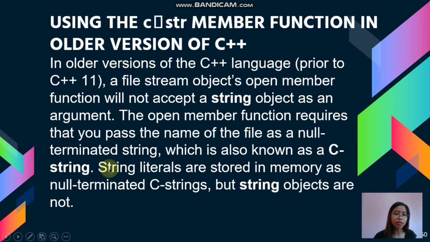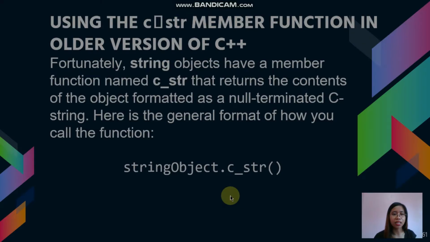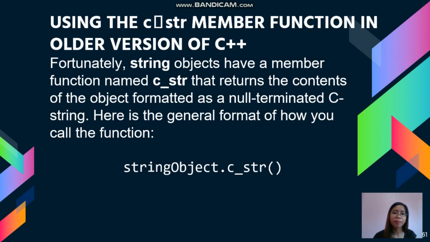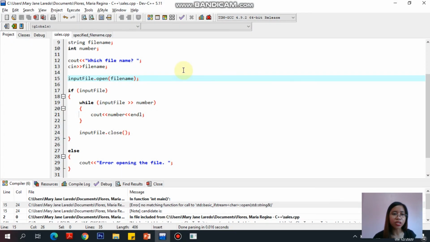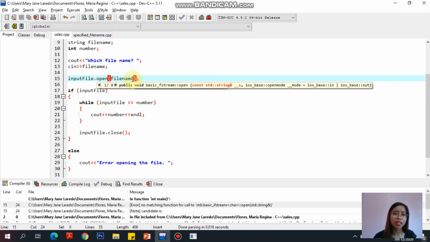Now, string literals are stored in memory such as null-terminated C strings, but string objects are not. So what are we going to do? Fortunately, string objects have a member function named cstr that returns the contents of the object formatted as a null-terminated C string. So if ever na older version ng C++ yung ginagamit natin, katulad ng sa akin, na hindi niya tinatanggap itong file name lang, we can add a string function.